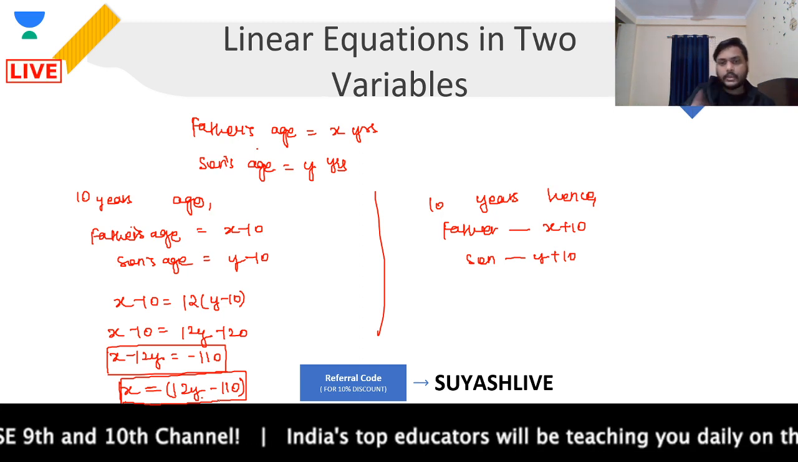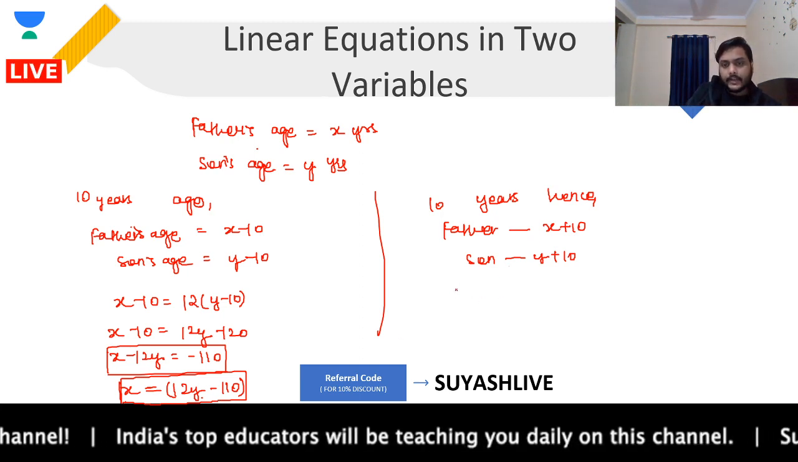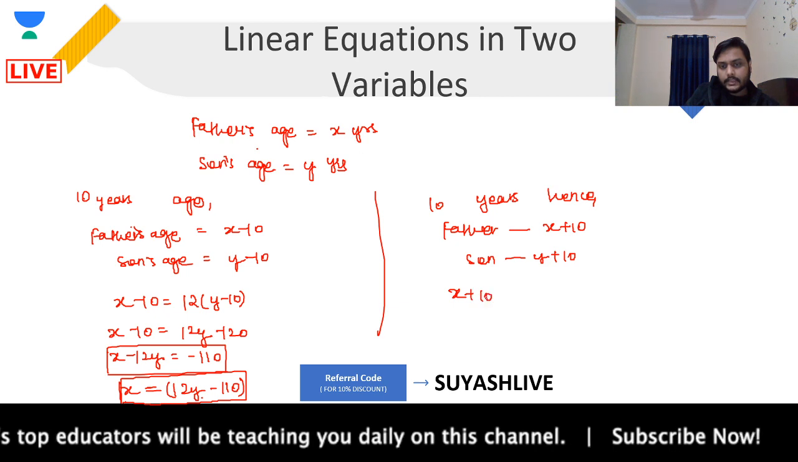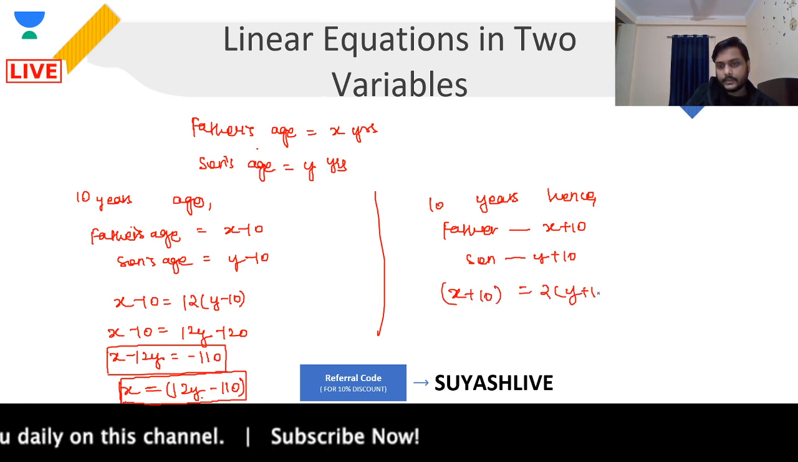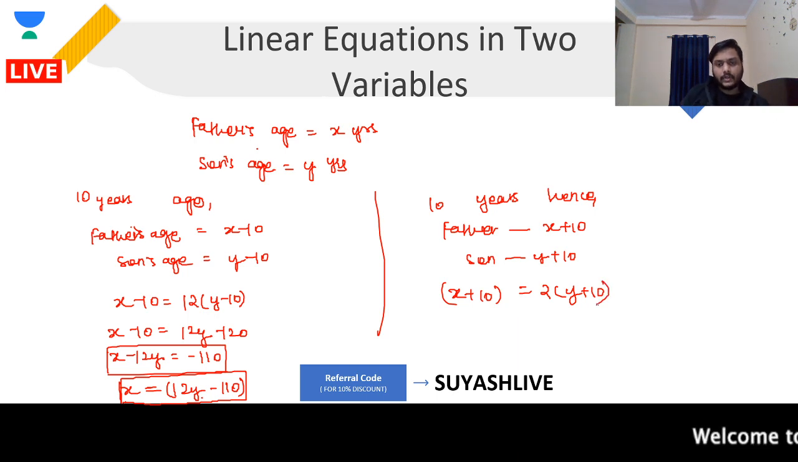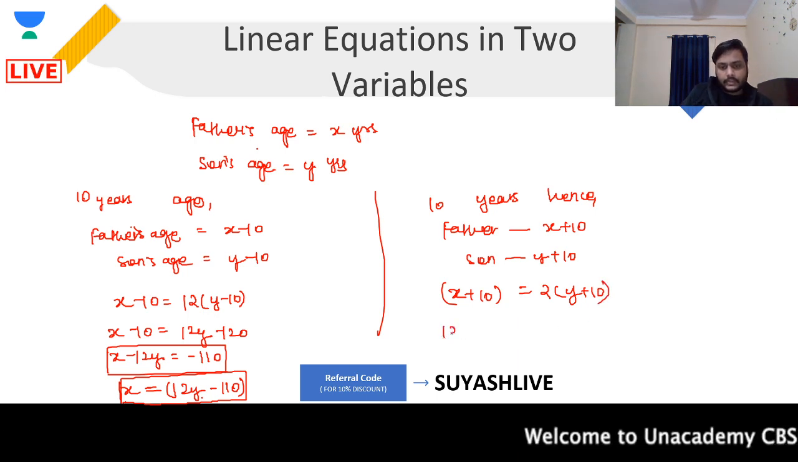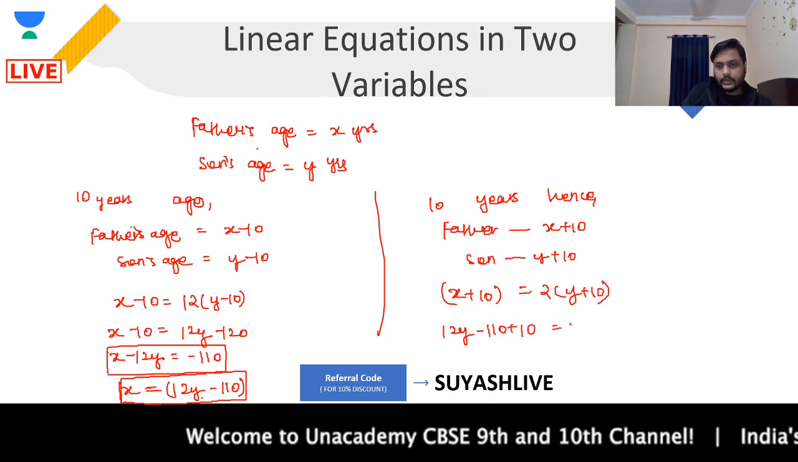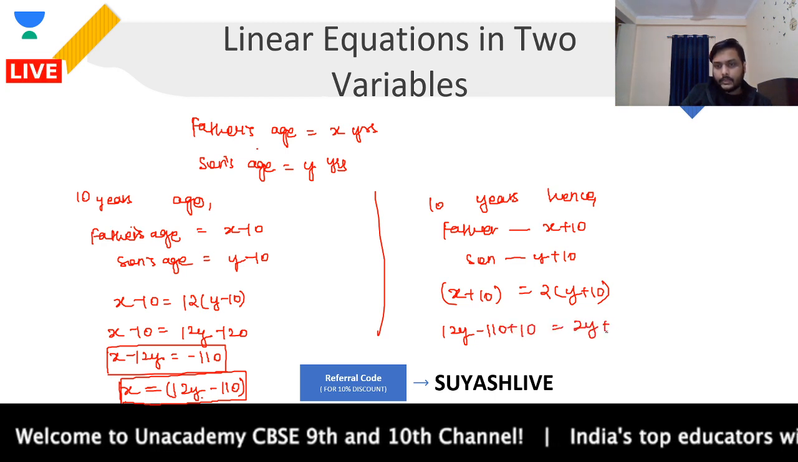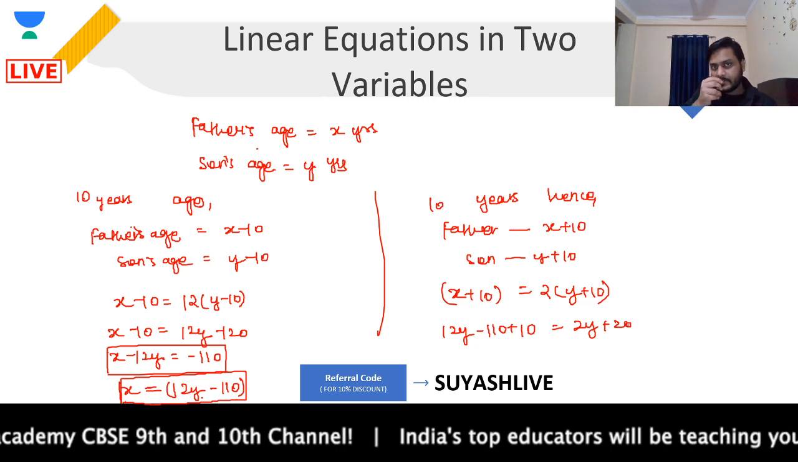Now guys, when I'm talking about this, what I'll say? I will say father's age, that is x plus 10, is 2 times of what? 2 times of the son's age, that is 2 times of y plus 10. Okay. Now let's solve it. I'll be putting the value of x, that is 12y minus 110 plus 10 is equal to 2 times of y plus 20. This is what I'm having.